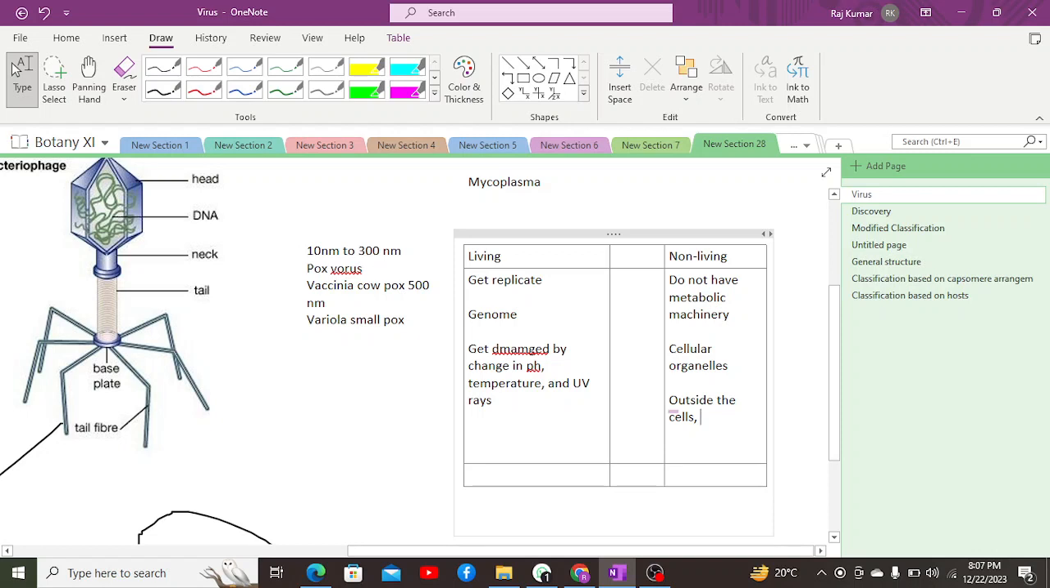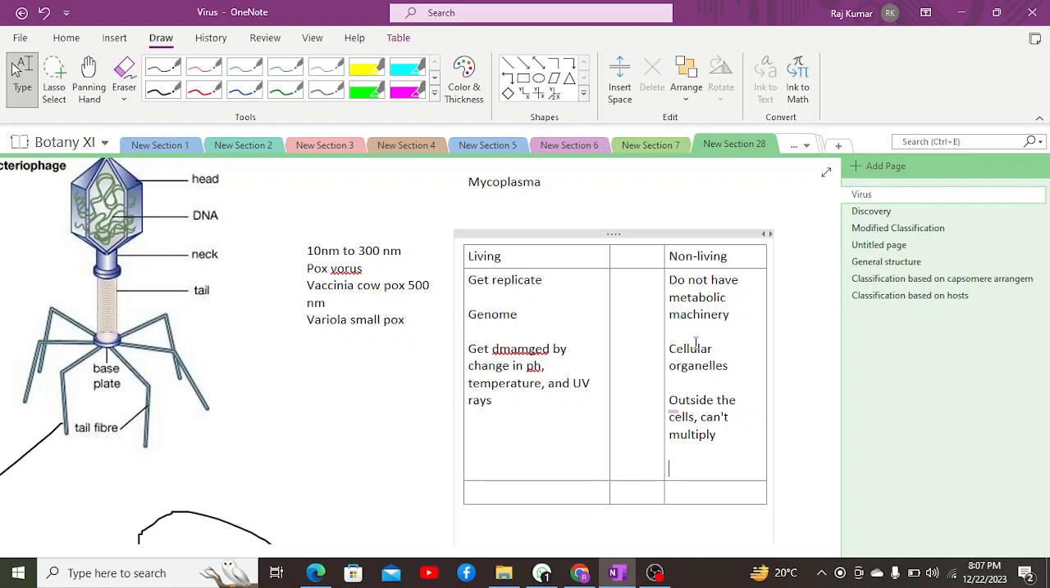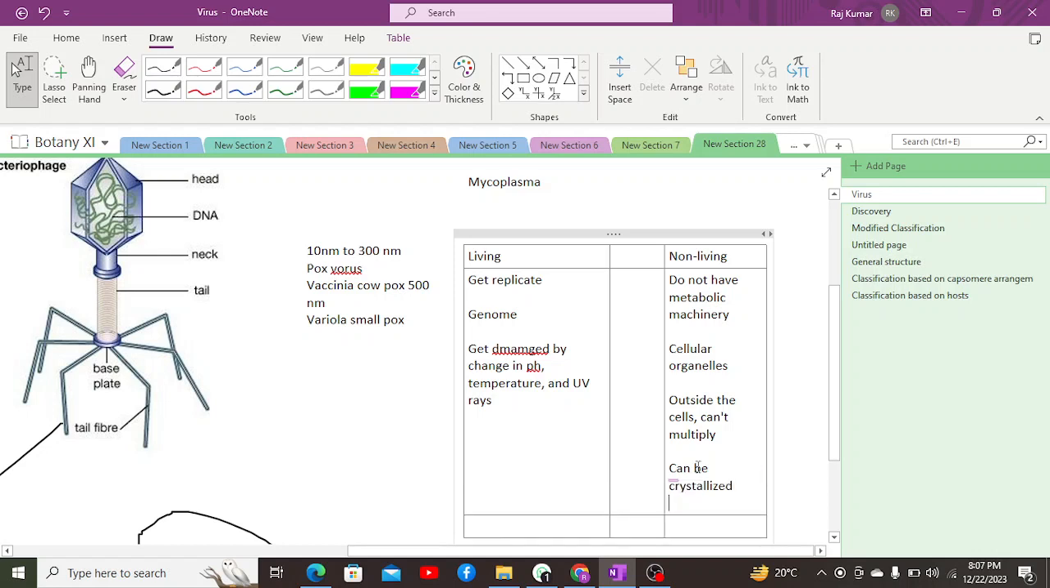They are non-living outside the cells, which means they cannot multiply themselves outside the cell, which is a non-living characteristic. They are also non-living in vitro, and they can be crystallized, which indicates that these are non-living.